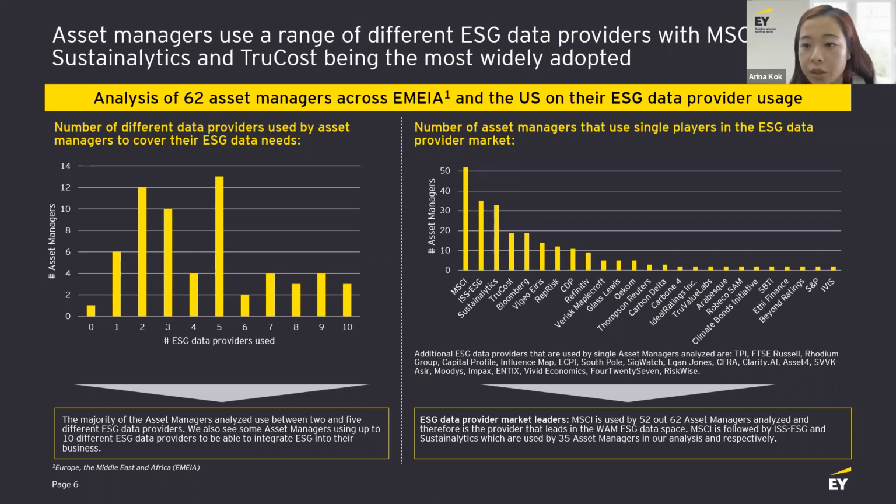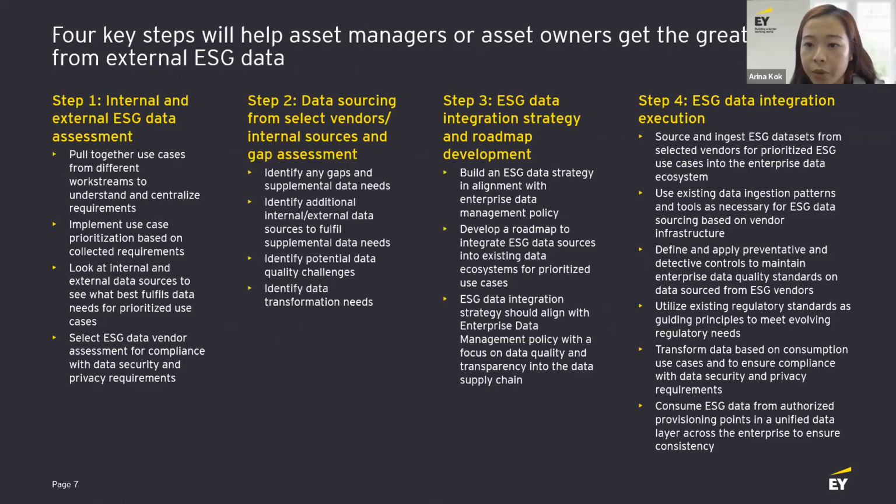So coming to the last slide that I have, here we outline the 4 key steps which will help asset managers or asset owners to get the greatest value from external ESG data. Step 1 of our 4 steps is internal and external ESG data assessment. First is to pull together the use cases from different work streams to understand and centralize the requirements. Second is to prioritize use cases based on collected requirements. Look at the internal and external data sources to see what best fulfills data needs for prioritized use cases, and select the ESG data vendor, assessing for compliance with data security and privacy requirements.